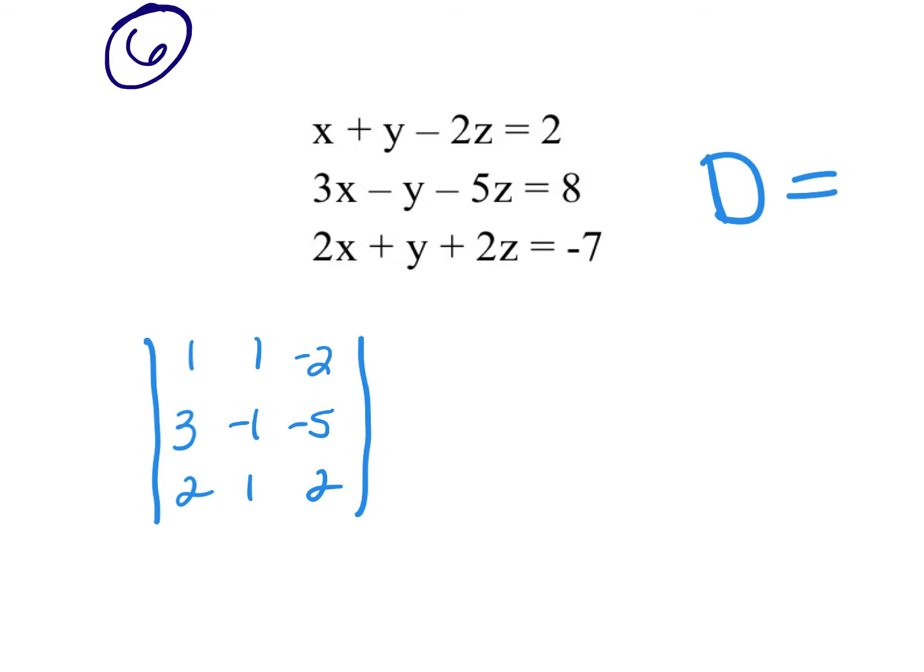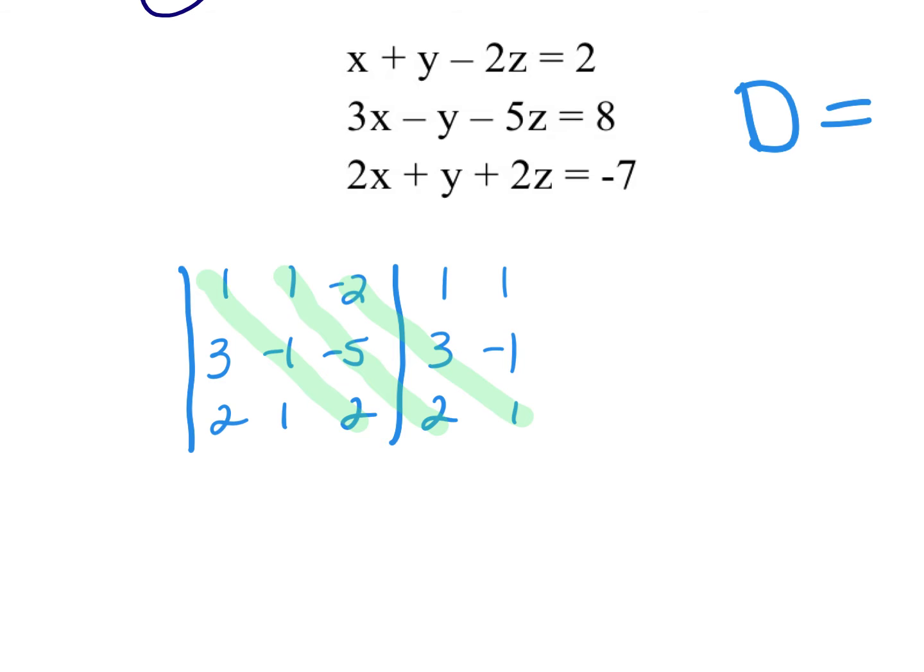This is a little different since I have a 3 by 3. What do I do here? What do I have to do first before I find my majors and my minors? You copy. I have to recopy the first 2 columns. Good. So 1, 3, 2. 1, negative 1, 1. Now I can do top left, bottom right. I have 1 there, there, and there.